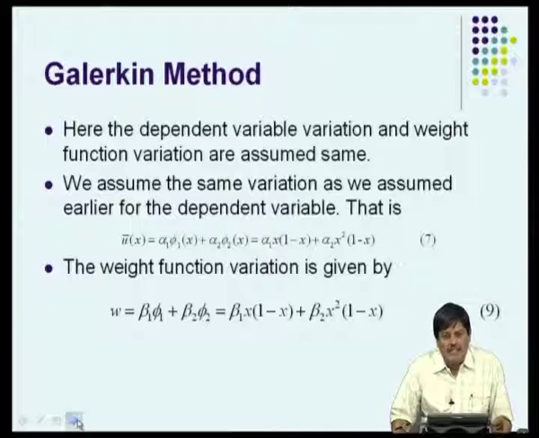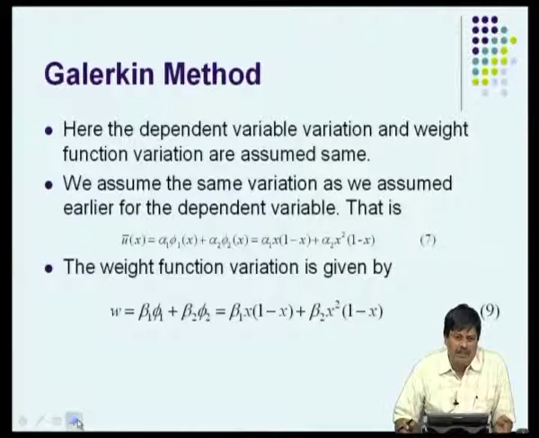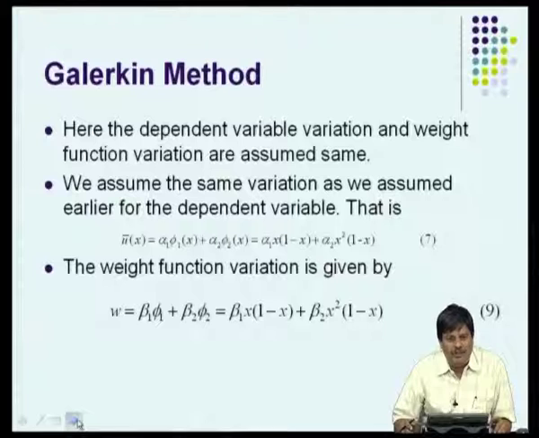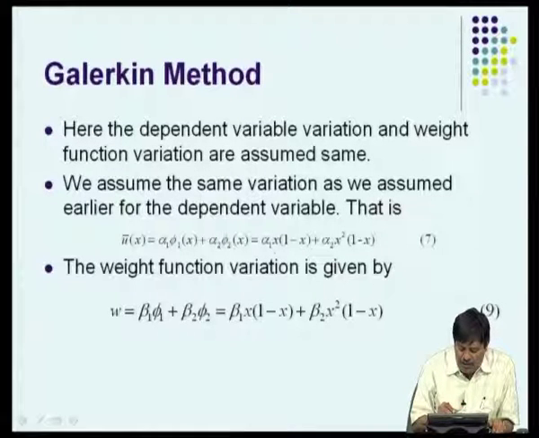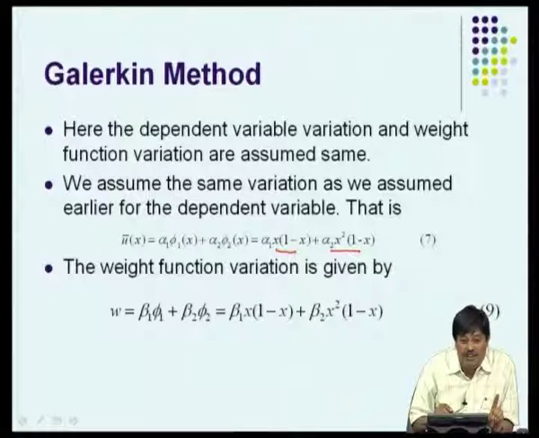Let us go to the next method, that is the Galerkin method. What is the difference? As we said earlier, in the Galerkin method, the dependent variable and the weight functions are assumed to be the same. So, here we assume the same variation as we assumed earlier for the dependent variable. That is, we assumed the dependent variable of this form and we made sure that this form satisfies the boundary conditions exactly. That is a fundamental requirement. It has to satisfy the boundary conditions exactly.